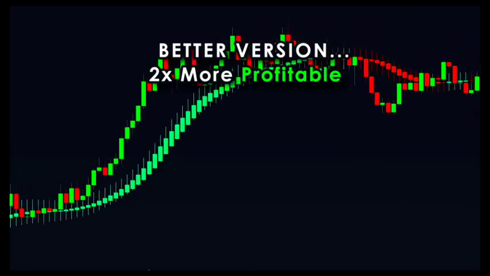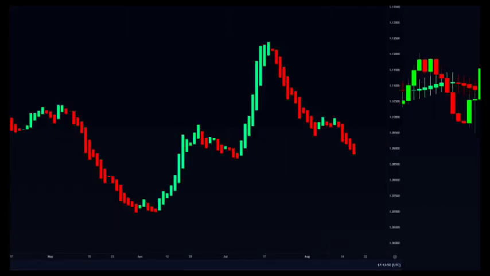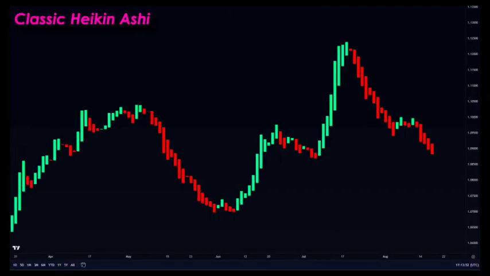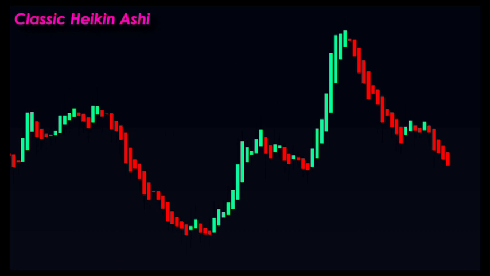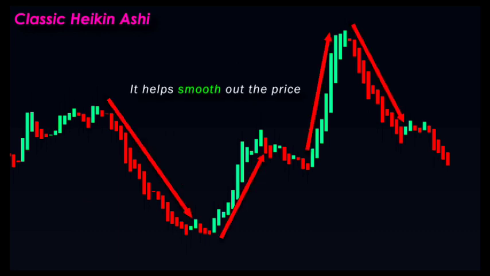I'm going to show you what the indicator is and how you can use it. So first, let's look at the classic Heiken Ashi. As you can see, the way it works is that it helps smooth out the price by replacing your traditional candlestick chart with a Heiken Ashi chart, making it easier for traders to analyze the overall trend.